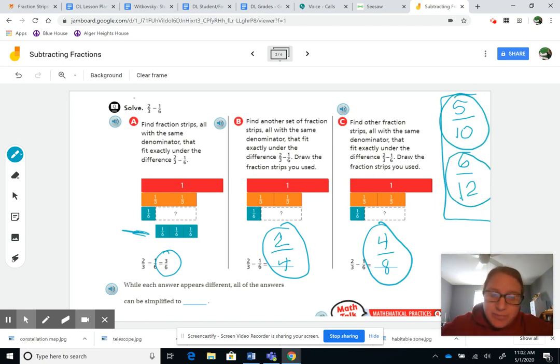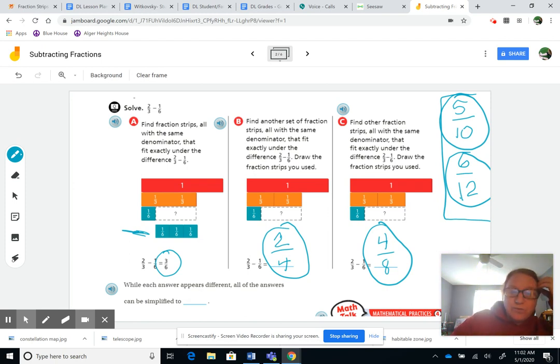While each answer appears different, all of the answers can be simplified. That means we're going to just change the fraction to represent the same amount, but it's going to look like a smaller number. It's just representing what it actually is. So just look at that for a minute. 3 is what of 6? Half. 2 is what of 4? Half. 4 is what of 8? Half. 5 is half of 10, and 6 is half of 12.